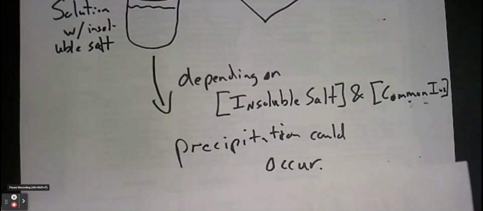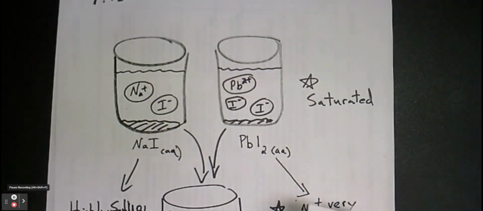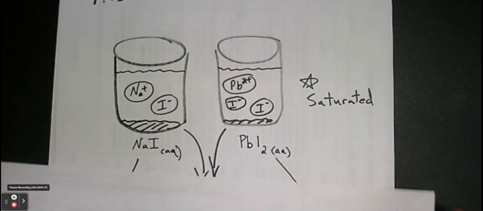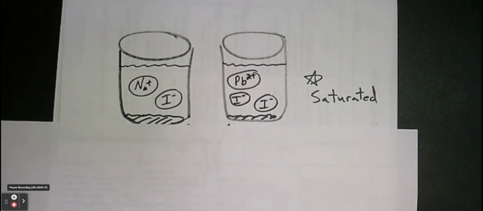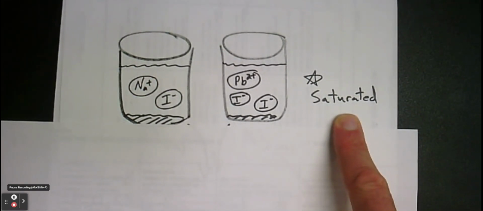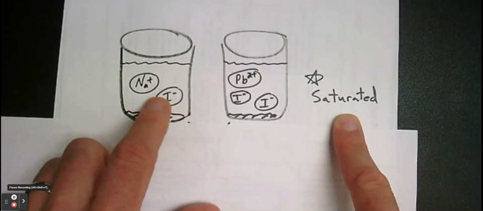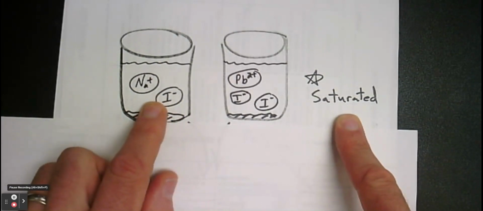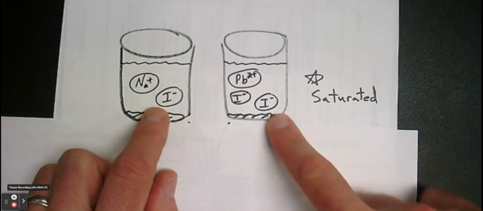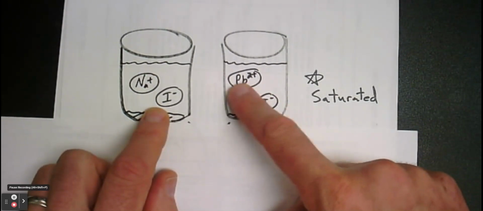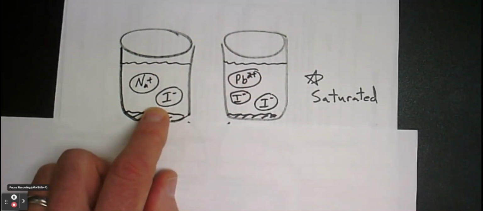If you look back at the original problem, the key giveaway that there definitely would be precipitation is because they're saturated. In this case, there's going to be so many iodide ions in the solution that some of this is going to be precipitated out. By some of this, I mean some lead iodide is going to precipitate out.